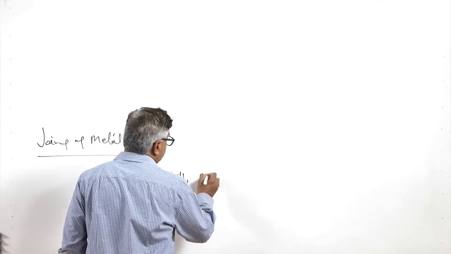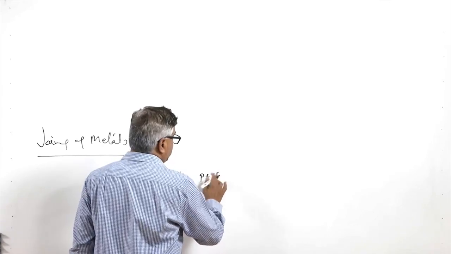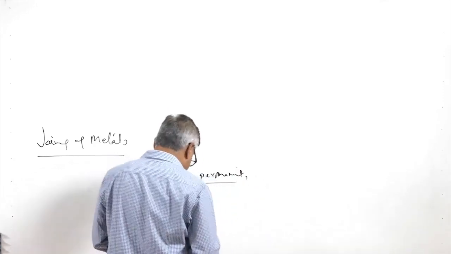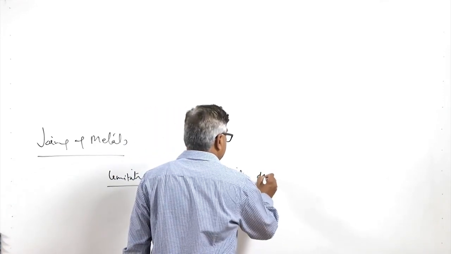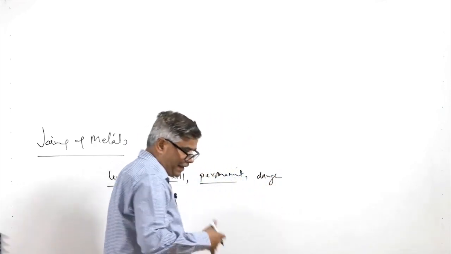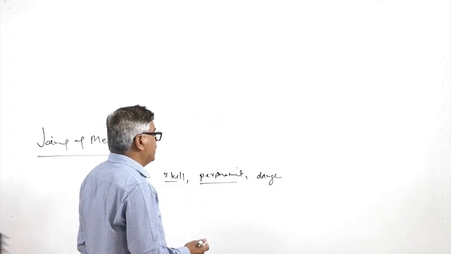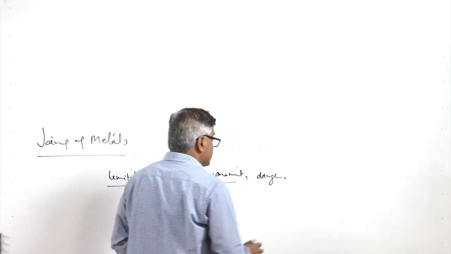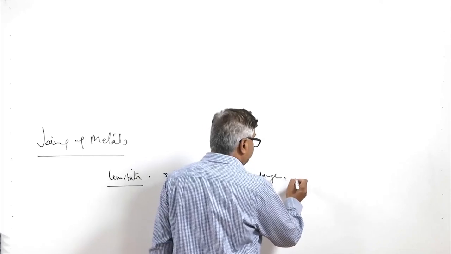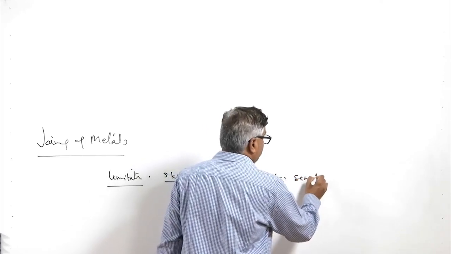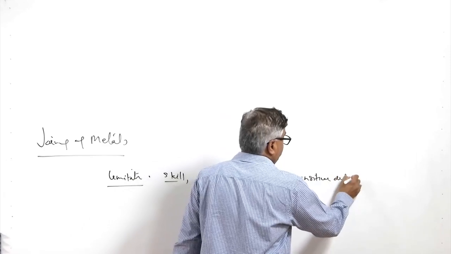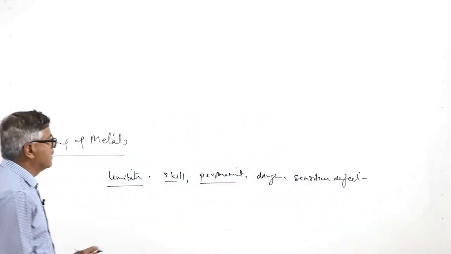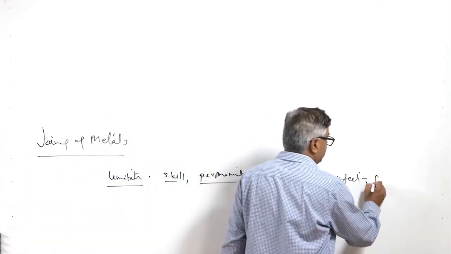Another one, if the joint needs to be disassembled, then it is a problem because the joint is permanent in nature, and there is always danger because of the use of high energy or heat or power. So, there is a possibility of harm to the operator, and the joints which are made are also sensitive to defects.